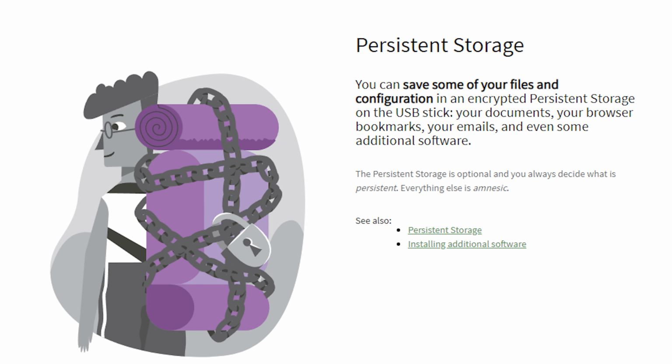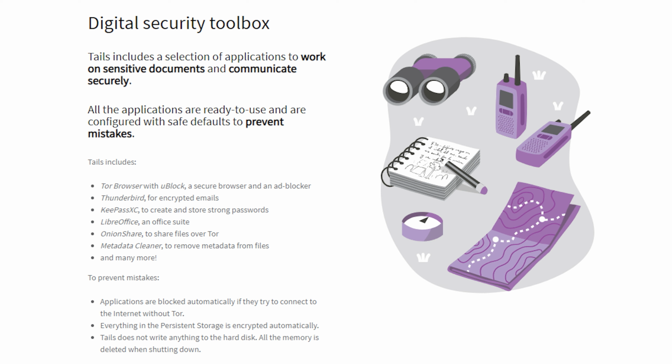Persistent storage. You can save some of your files and configuration in an encrypted persistent storage on the USB stick: your documents, your browser bookmarks, your emails, and even some additional software. The persistent storage is optional and you always decide what is persistent. Everything else is amnesic.